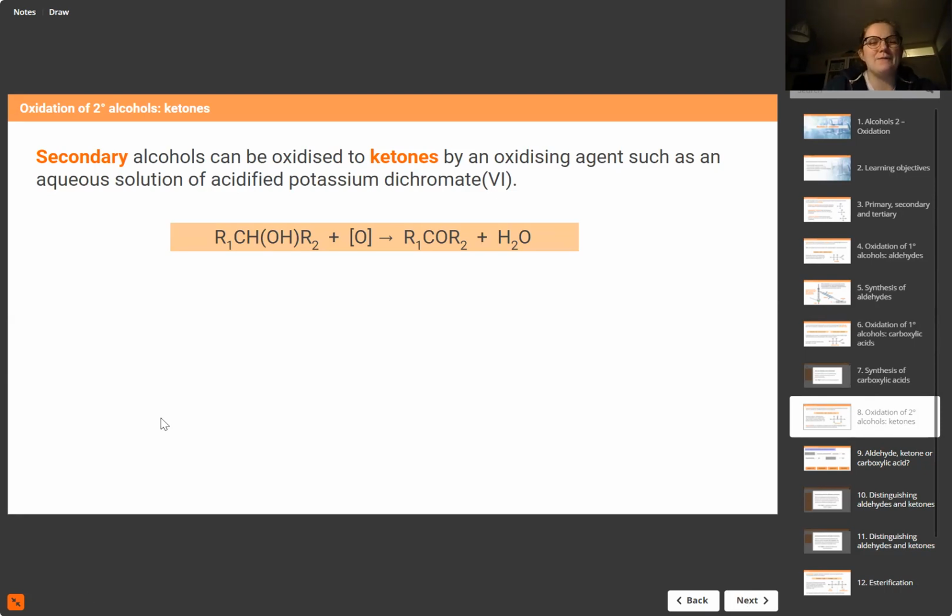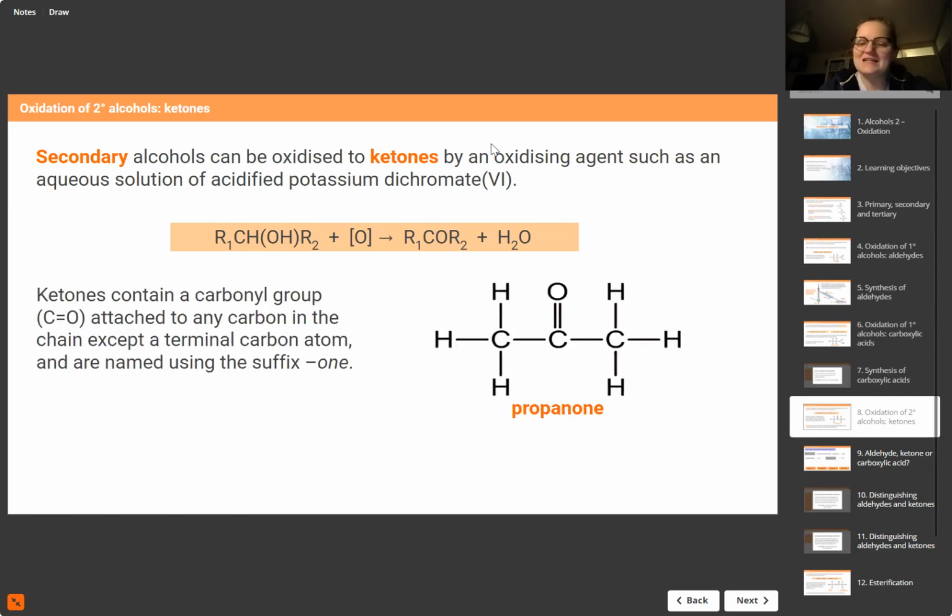So that's our secondary alcohol. That's our oxidizing agent. This is our ketone, which would be R1COR2, and then water. Ketones contain a carbonyl group, which is C double bond O, attached to any carbon in the chain except the terminal. So it's not going to be on the end. That is how it is different from an aldehyde. And we name them ending in -one, so propanone.